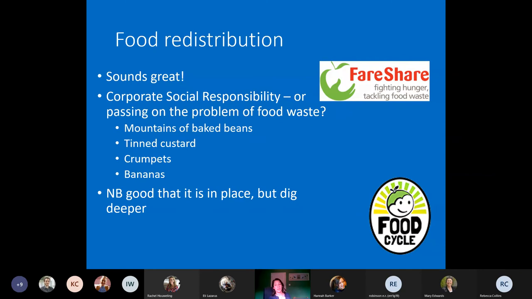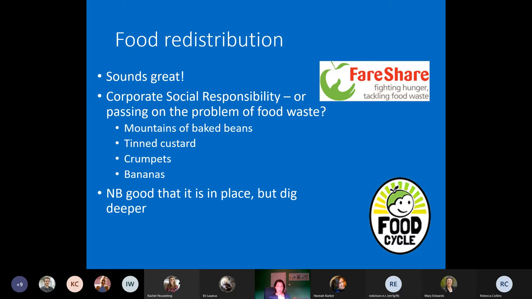So as I mentioned, a lot of that food comes from redistribution charities like Fair Share. And it is good, but then you start to delve a little bit deeper. And Jane Midgley at Newcastle is doing some really interesting work around this if you're interested. Is this simply passing on the issue of food waste? And this is Food Waste Action Week, so it's certainly a very important topic to consider.